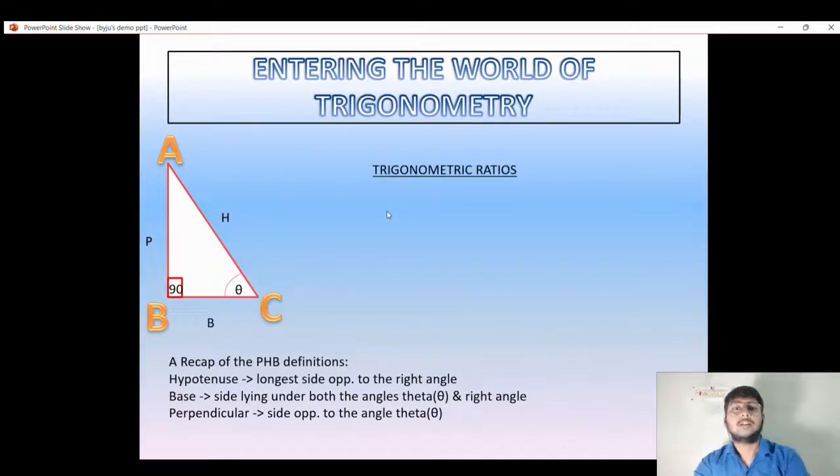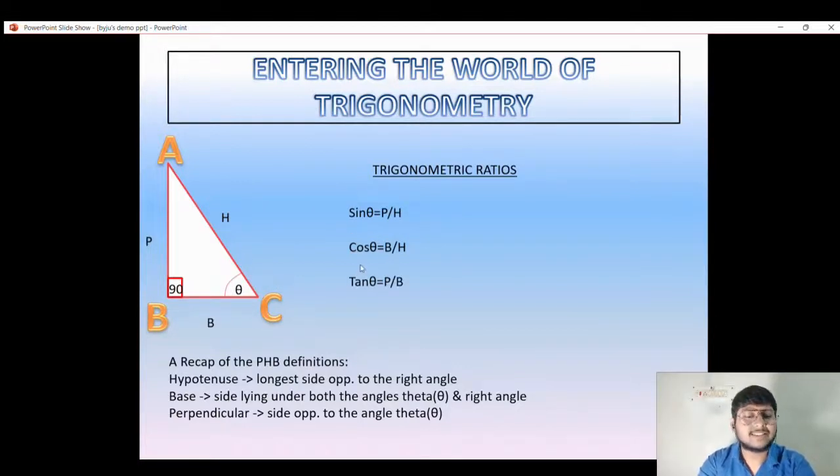Fine. Let's consider the trigonometric ratios this time. The first trigonometric ratio is written sine theta. We are considering this angle theta, and the sine ratio stands for perpendicular by hypotenuse. So for theta it is AB by AC, right? Next we have cos theta, which similarly for this angle is base by hypotenuse, that is BC by AC.